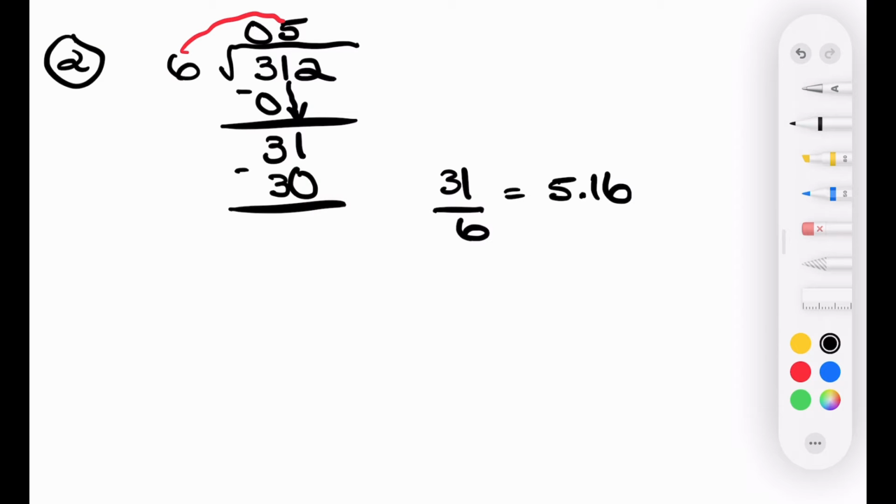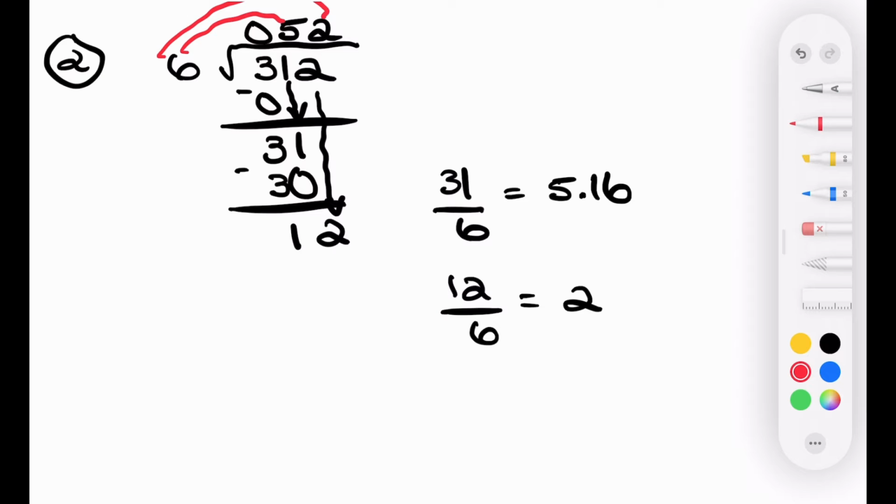Step 2 is to subtract, which 31 minus 30 is just 1. And then step 3 is drop the digits. So we're going to drop. Now we go, what's 12 divided by 6? And that's just going to be exactly 2. We write 2 up in our quotient for our solution. And then we have to say, what's 6 times 2? That's going to give us 12. And then when we subtract, we get a 0 remainder.